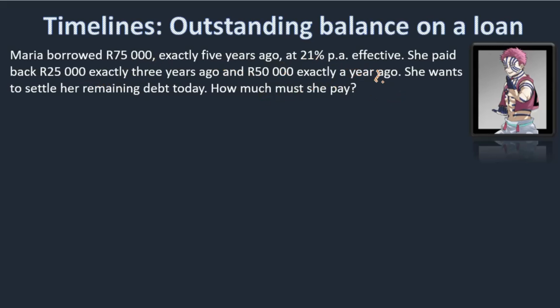Now, when you have an effective interest rate, remember we spoke about this. When you have an effective interest rate, the compounding period and the interest rate period, they are the same. So you don't need to divide I by anything. You don't need to multiply N by anything, right? So she paid back 25,000 exactly 3 years ago, 50,000 exactly a year ago. She wants to settle her remaining debt today. How much must she pay?